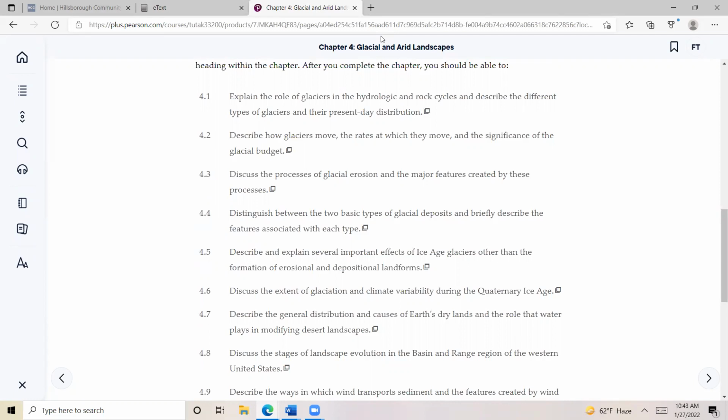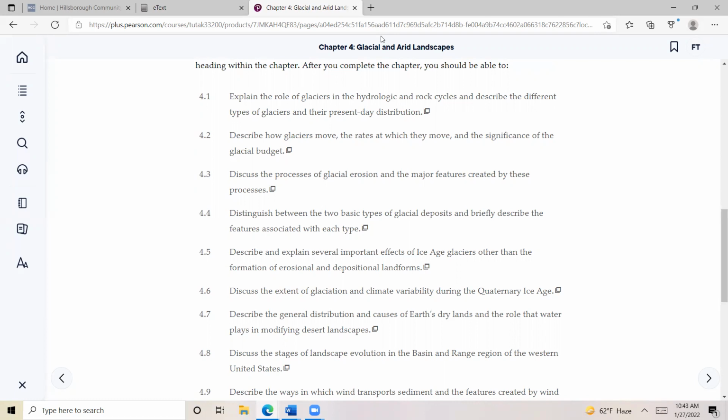The third section is discussing the process of glacier erosion and the major features created by these processes. So once we go as a geologist, we can label the features in the field and also determine if there was a glacier before or not, right? Then distinguish between the two basic types of glacier deposit and briefly describe features associated with each type.